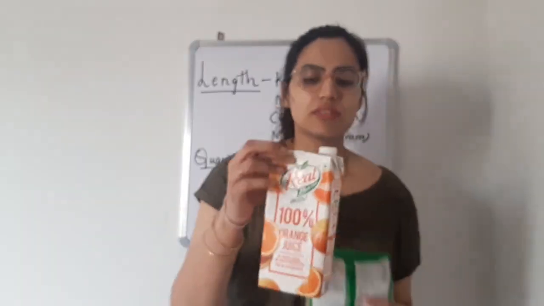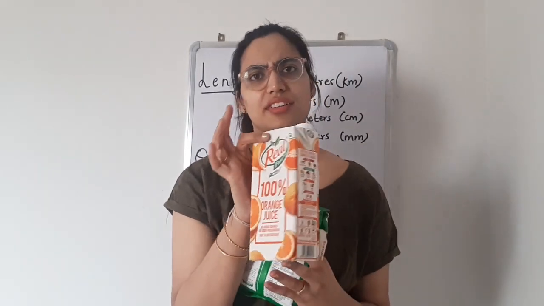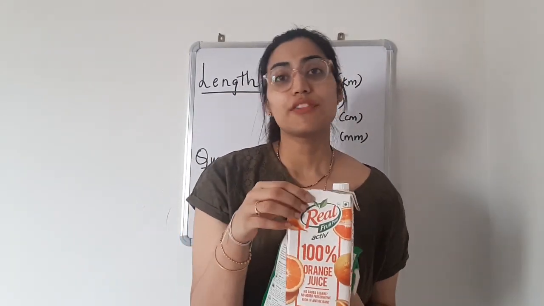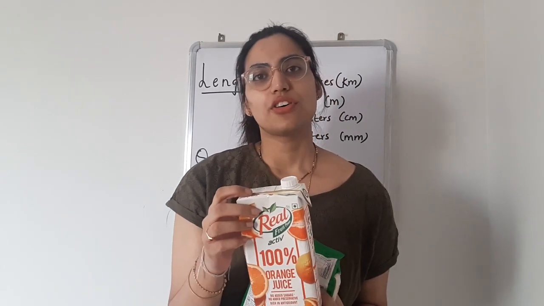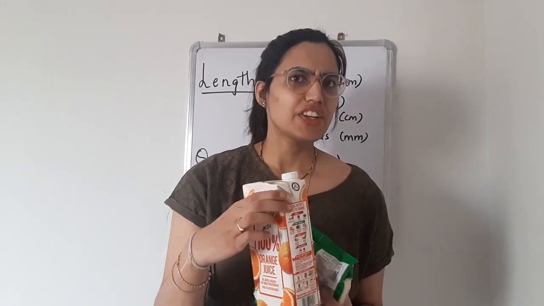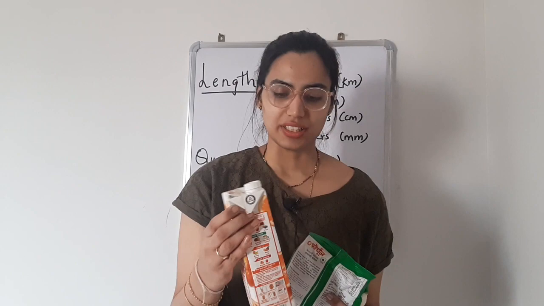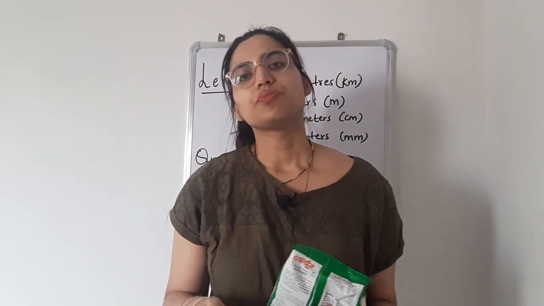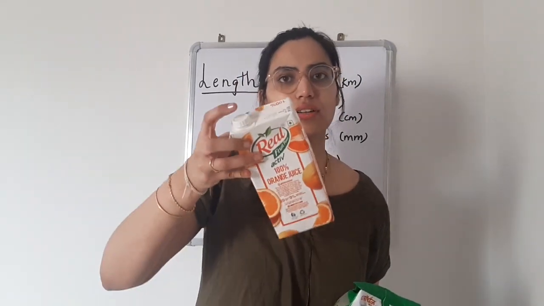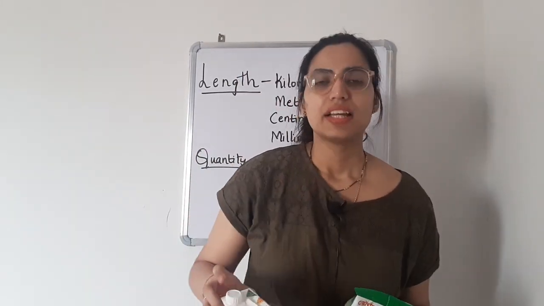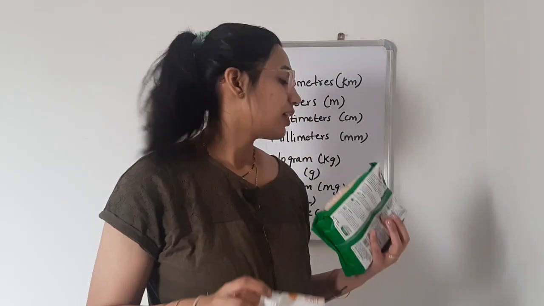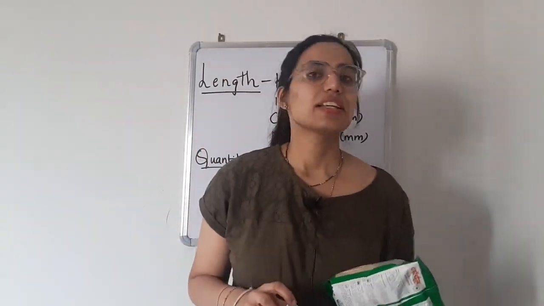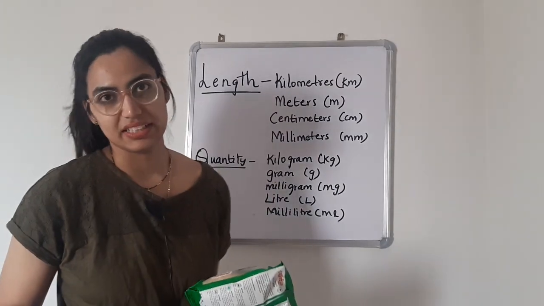Now, what about the liquid? This is a liquid. You also have your oil packet. You also have your milk. So how is this calculated? For this, we don't say 1 kg of milk. We say 1 liter of milk. So this is a fruit juice box with 1 liter here. So an item that is in a liquid form can be measured using liters, that is, liters and milliliters.